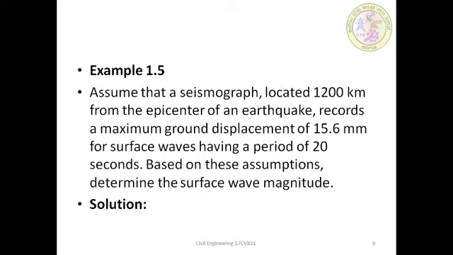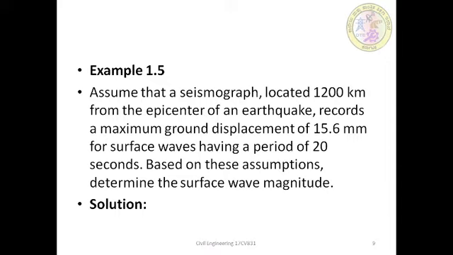In this example it is said to assume that the seismograph is located at 1200 km from the epicenter of the earthquake, and records a maximum ground displacement of 15.6 mm for surface waves having a period of 20 seconds. Based on these assumptions, determine the surface wave magnitude, that is the magnitude we have to find out.